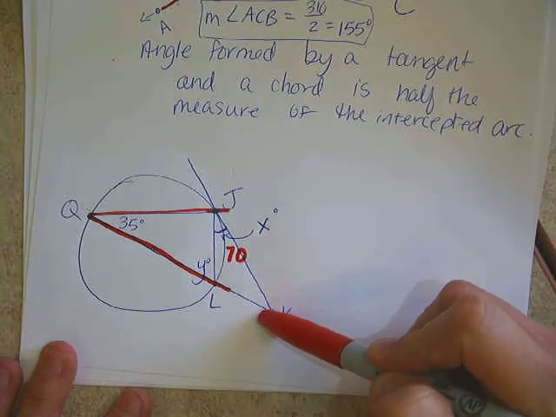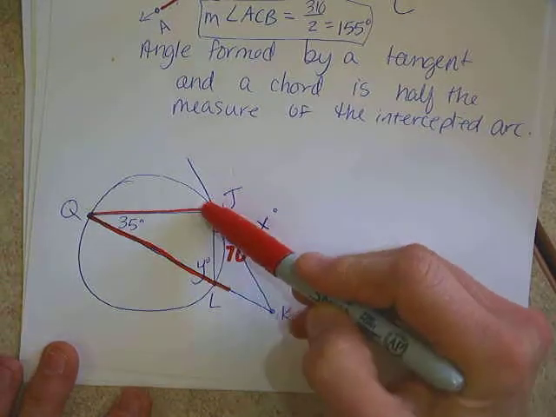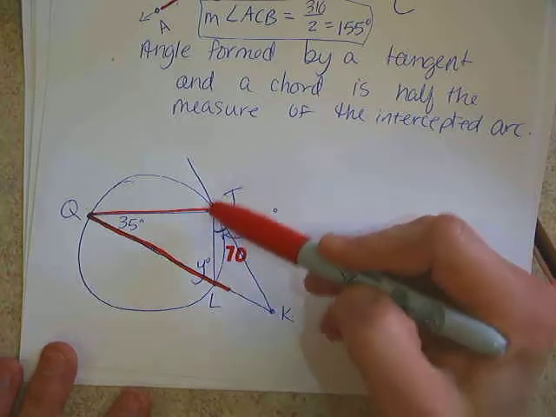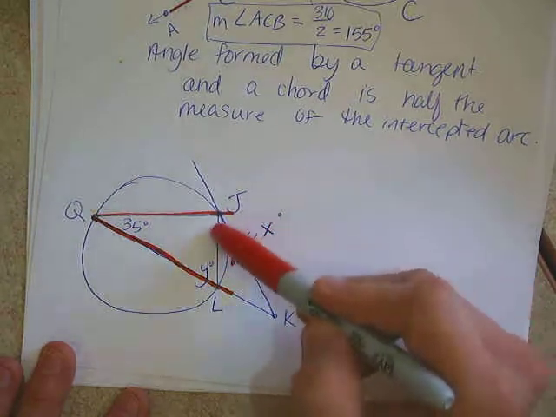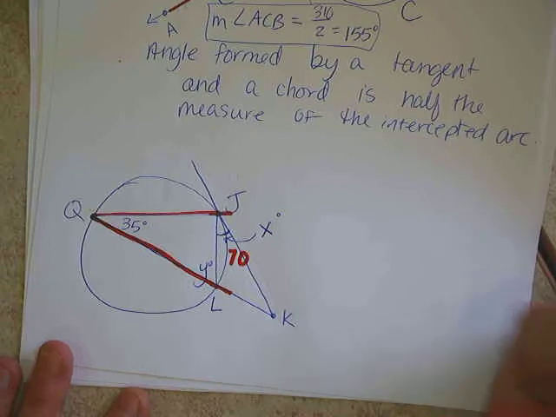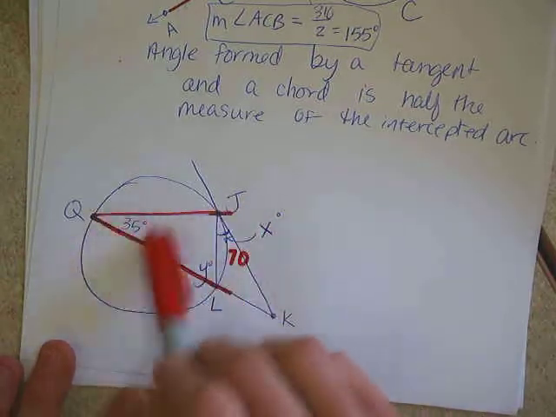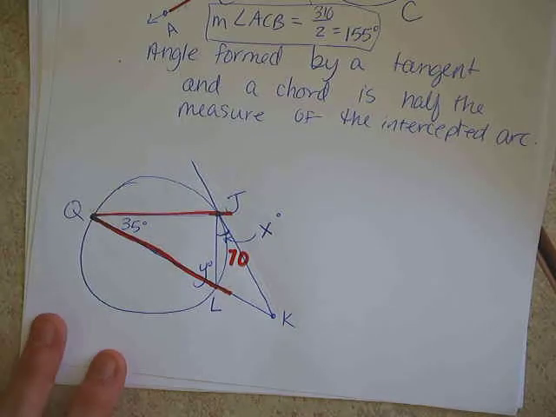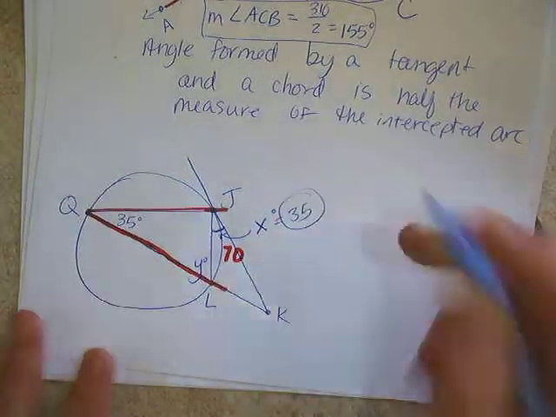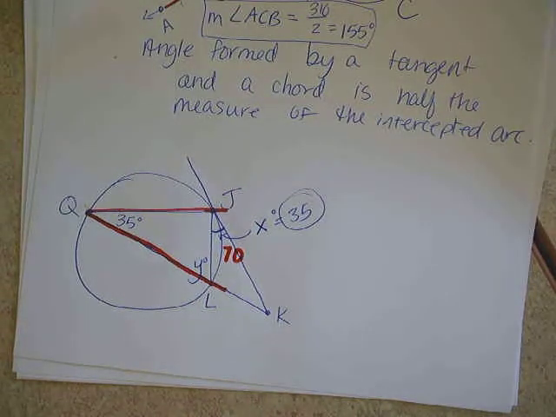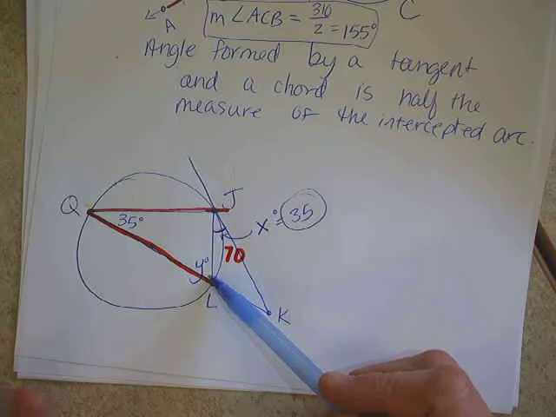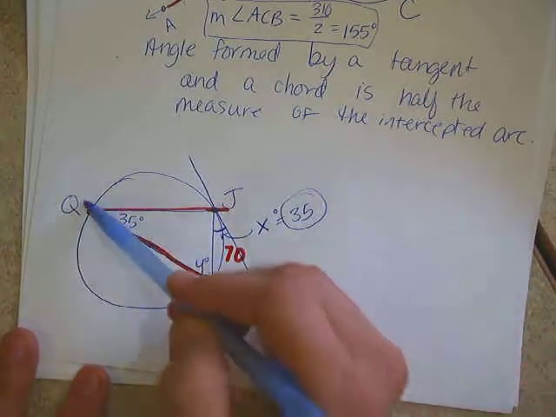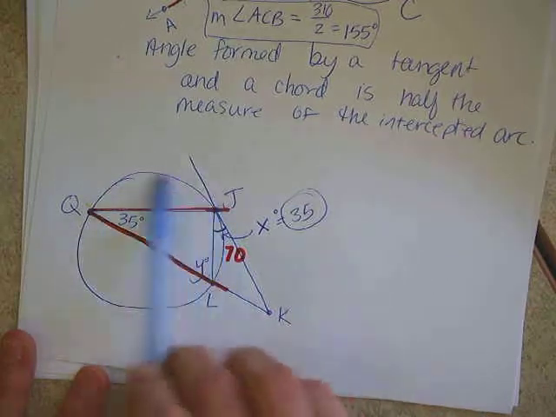Arc JL should be 70, right? Okay. JL happens to be an intercepted arc for this angle here, LJK, right? It's one of those that goes into the center of it, but it is an intercepted arc because it's a chord and a tangent. So what should the measure of x be? It intercepts the same arc actually as this angle here. So it should be 35. Should have the exact same measure.